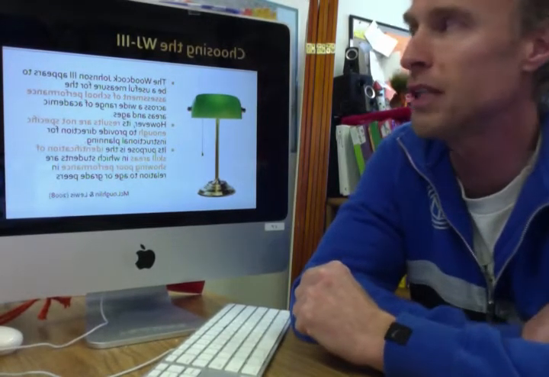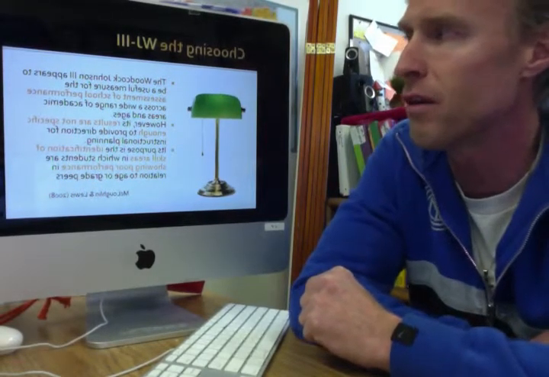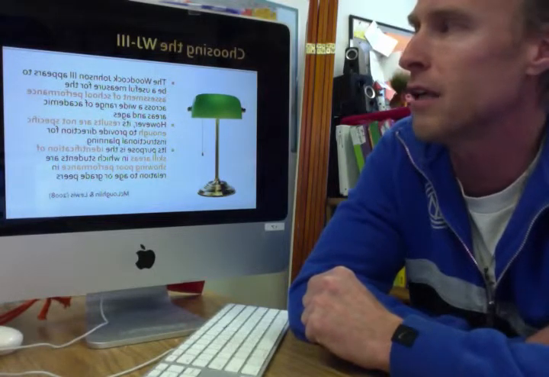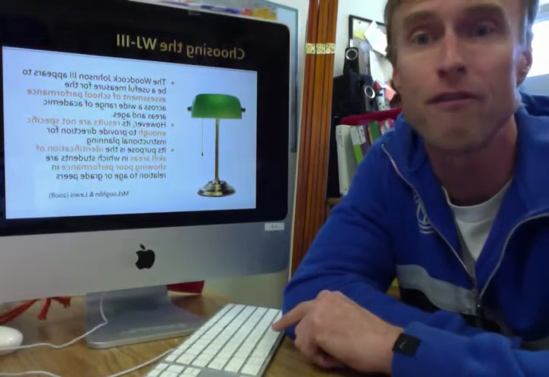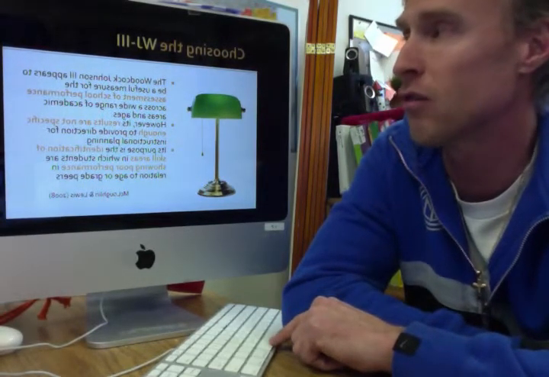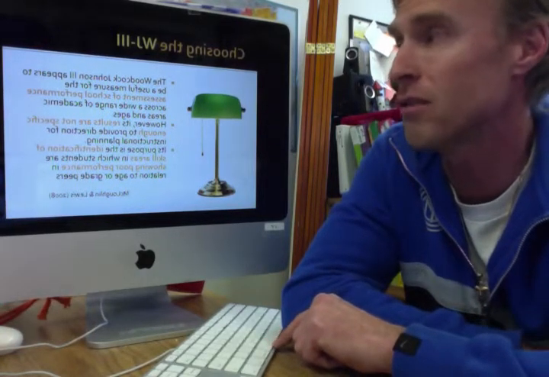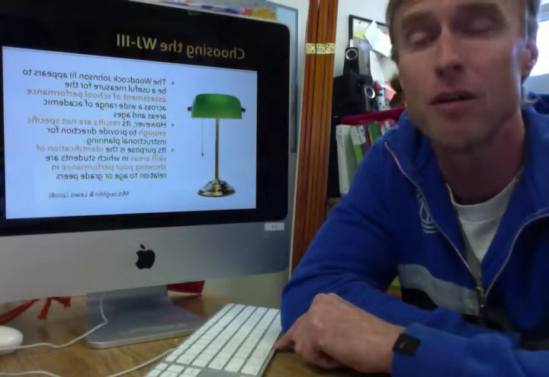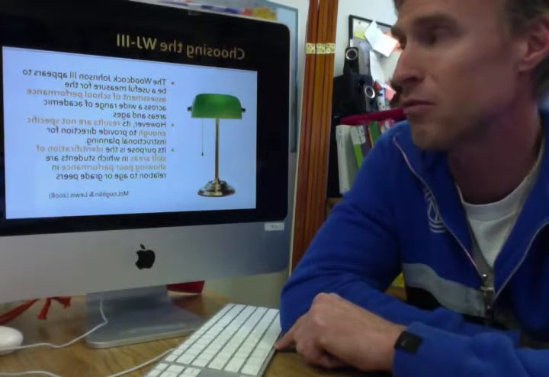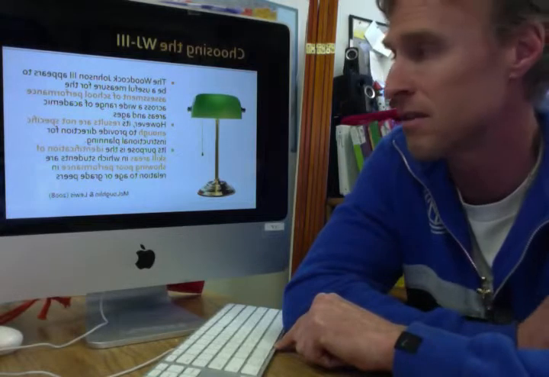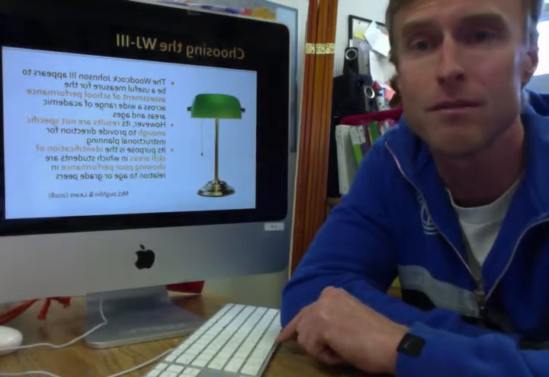And lastly, choosing the Woodcock-Johnson 3. As I mentioned, we use it here the most. I find that it is one of the best. And the Woodcock-Johnson 3 is a useful measure for the assessment of school performance, and it goes across a wide range of academic areas and ages. However, its results are not specific enough to help drive your curriculum or instructional planning. Its purpose really is the identification of those skill areas in which students are showing poor performance in relation to their peers.